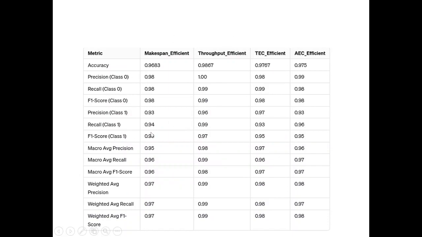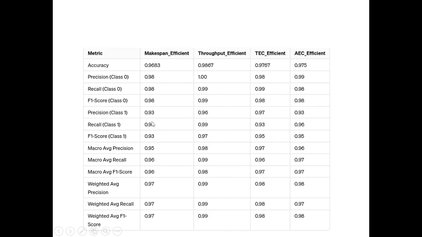So this is the classification output that we got. As you can see, all the scores are pretty high. Let us focus on class one because that is the main predictor. Class one is when makespan efficient predicts the algorithm with the least makespan. The throughput efficient determines the most efficient algorithm with the highest throughput, and so on and so forth for TEC and AEC respectively.